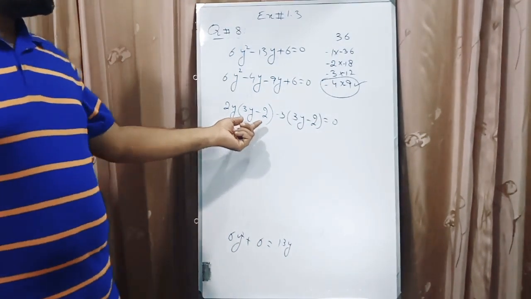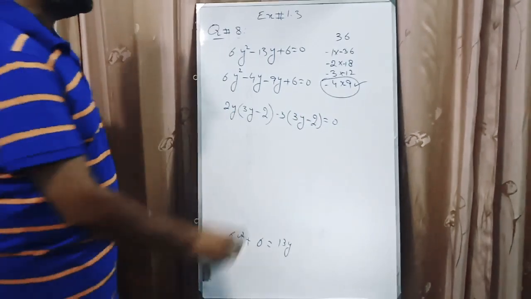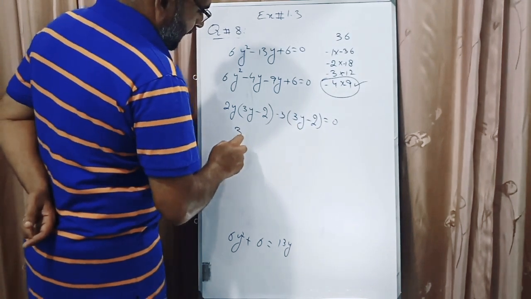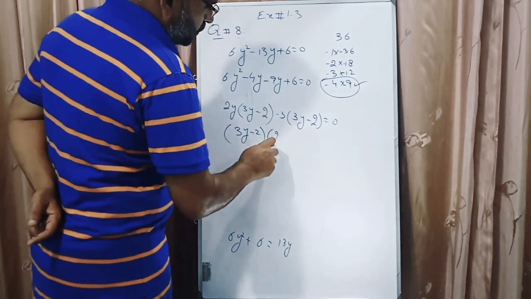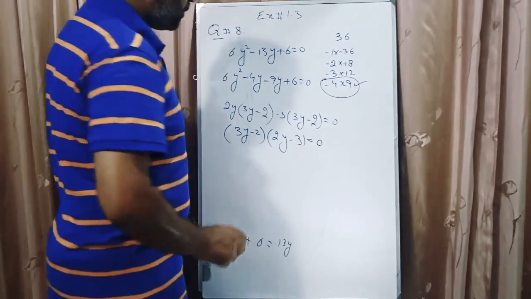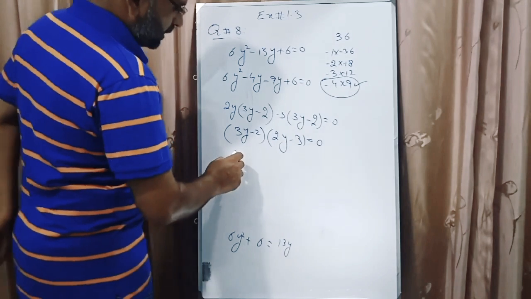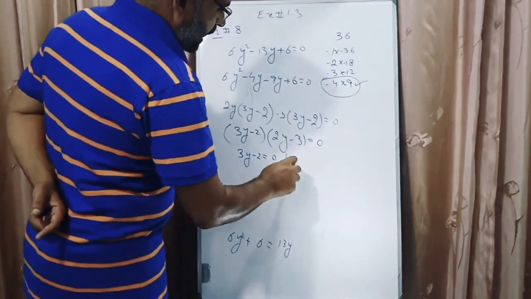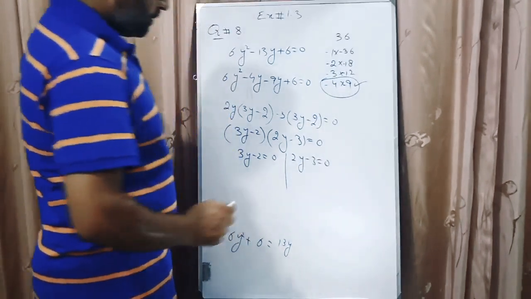In the bracket, students, look, 3y minus 2 and 3y minus 2 are the same. So this part is taken as common, and we will get 3y minus 2 into 2y minus 3 is equal to 0. Product of two factors is equal to 0, so both the factors are equal to 0: 3y minus 2 is equal to 0 and 2y minus 3 is equal to 0.